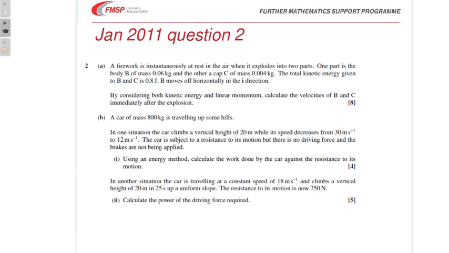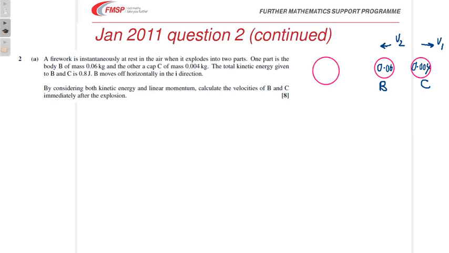There it is. If you'd like to pause the video and have a good read of it, then continue when you're ready. Okay, so the first part is conservation of momentum. We've got a firework, and the firework is of total mass 0.064. Put that in on here, 0.064. That's the firework before it explodes. And the total kinetic energy given to B and C is 0.8 joules. So total KE is 0.8.